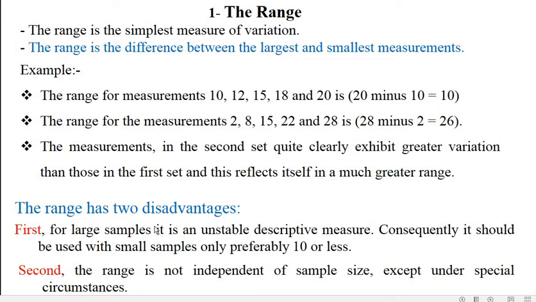First, for a large sample, the range is an unstable descriptive measure. If we have a large sample, it's difficult to use the range for measuring variation. Consequently, it should be used with small samples, only 10 or less. If we have a small sample, we can compare samples by range.